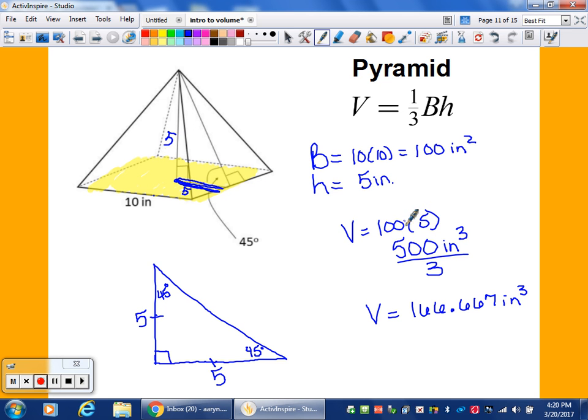So I plug in 100 times 5. Oh, I forgot to divide by 3. So 500 divided by 3 is 166.667 inches cubed.